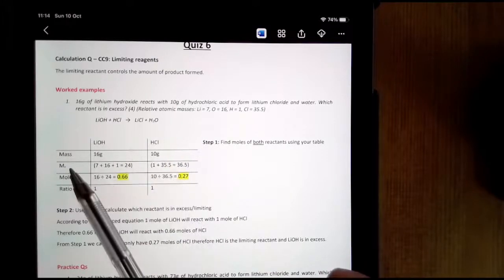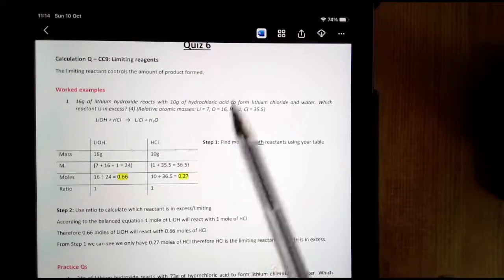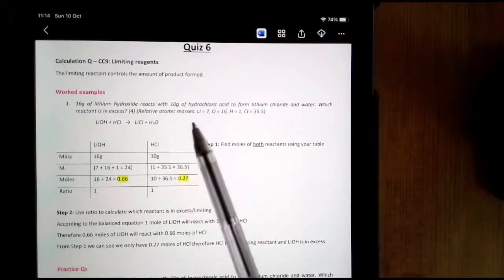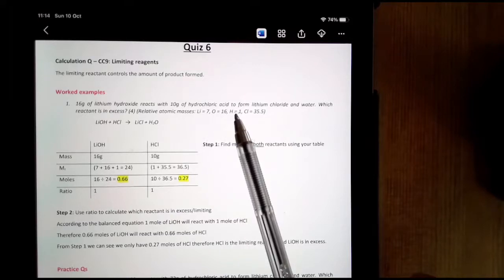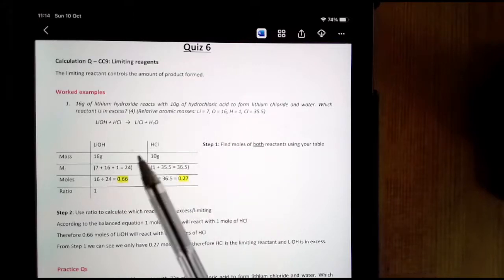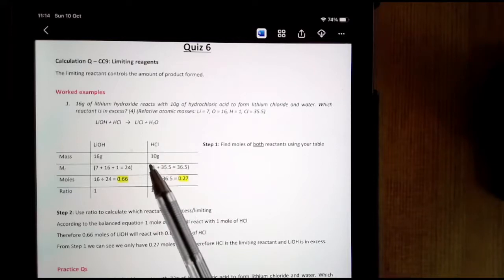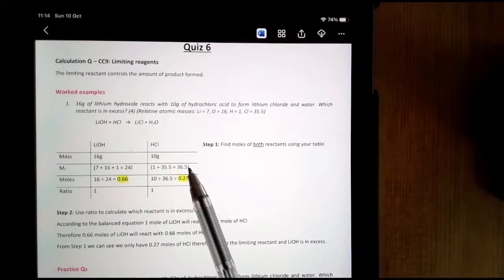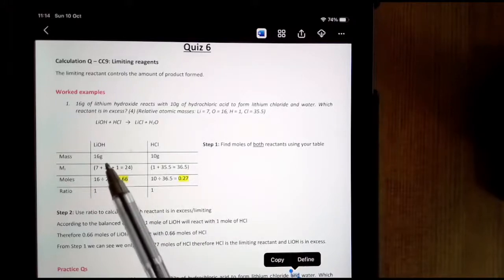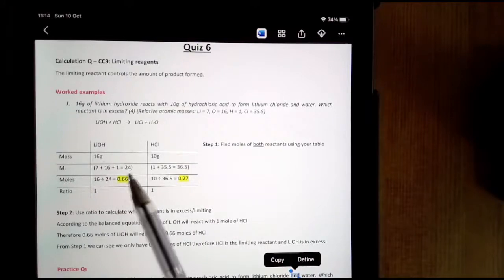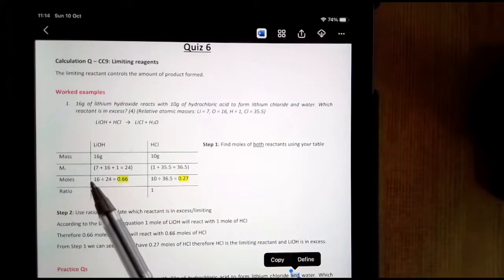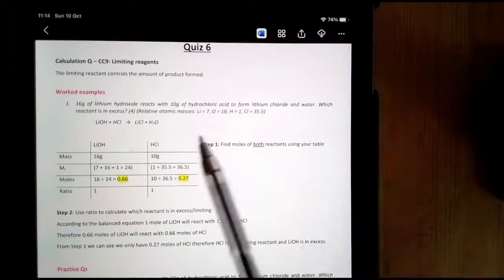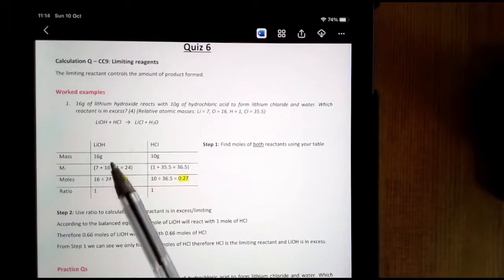I then need to find my formula mass using the numbers provided. LiOH, I've got 1 lithium, 1 oxygen and 1 hydrogen: 7 plus 16 plus 1 gives me 24. HCl, 1 hydrogen, 1 chlorine gives me 36.5. Once I've got mass and formula mass filled in, I can find moles. You're using the same formula triangle as last week, the G Mr Moles. In order to find moles, it's mass divided by formula mass. So here it's going to be 16 divided by 24, 0.66. That answer gets me my first mark.